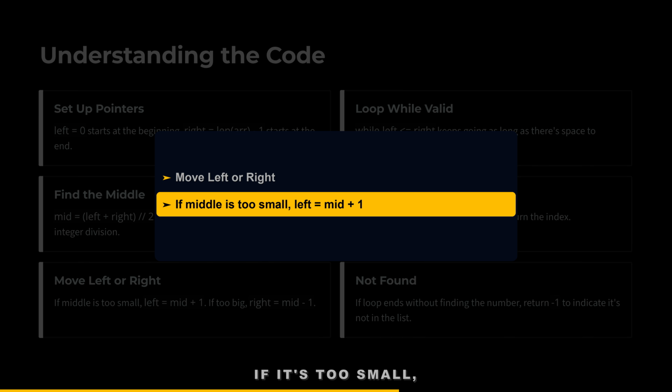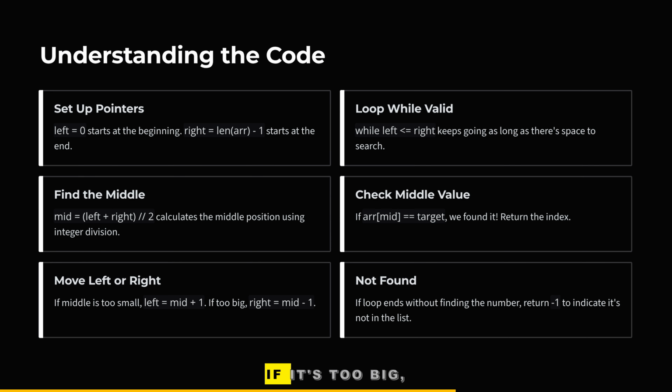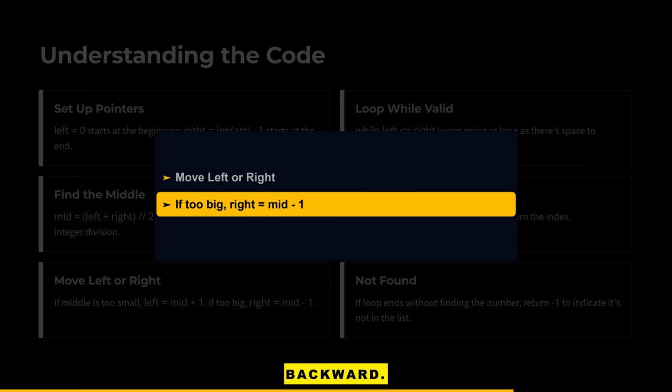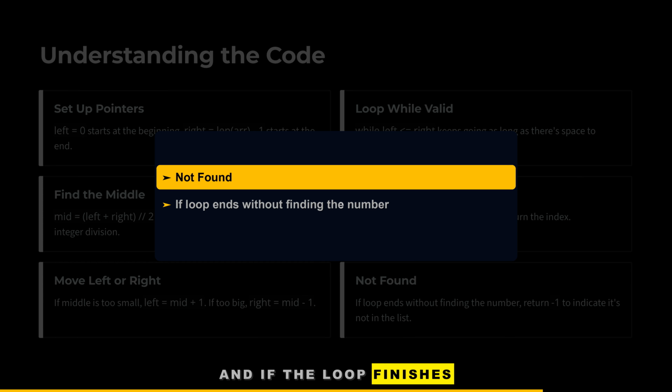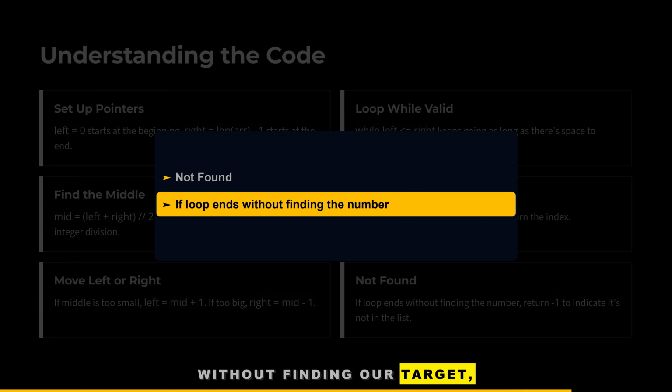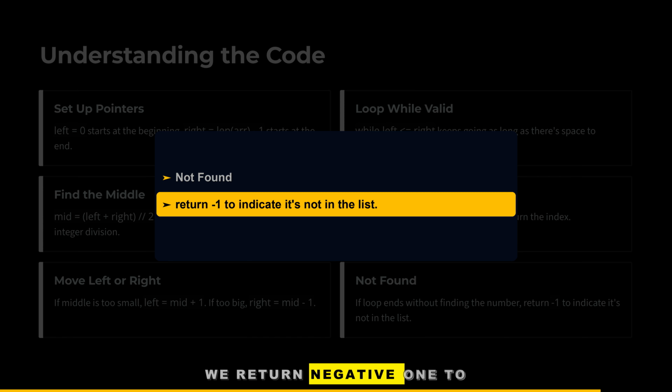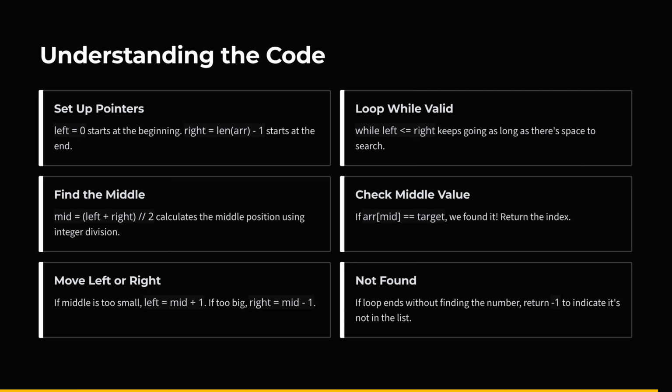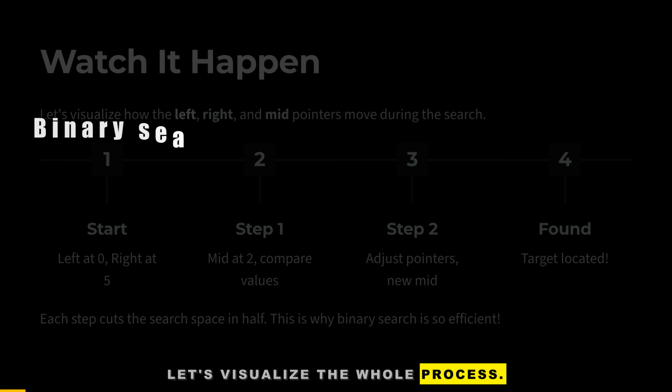If it's too small, we move the left pointer forward. If it's too big, we move the right pointer backward. And if the loop finishes without finding our target, we return -1 to show that the number isn't in the list. Let's visualize the whole process.